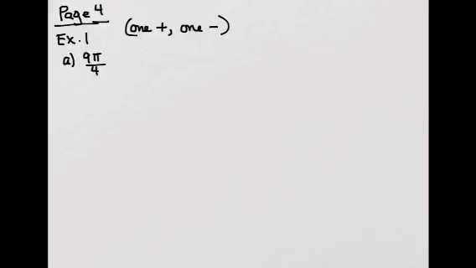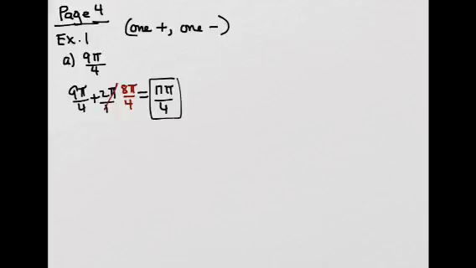So we have 9 pi over 4 plus 2 pi. To add them, you need a common denominator, so convert the 2 pi. That becomes 8 pi over 4. We add them together and you get 17 pi over 4. So that's a coterminal angle to 9 pi over 4. They start and end in the same place, but they have different measures.